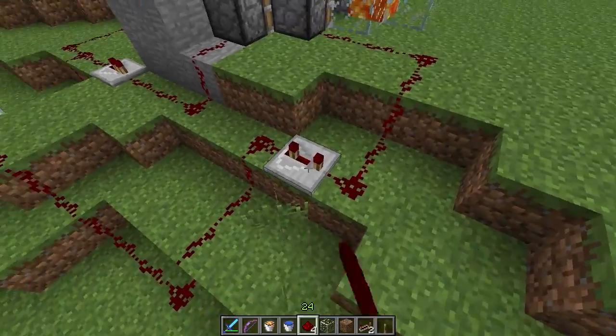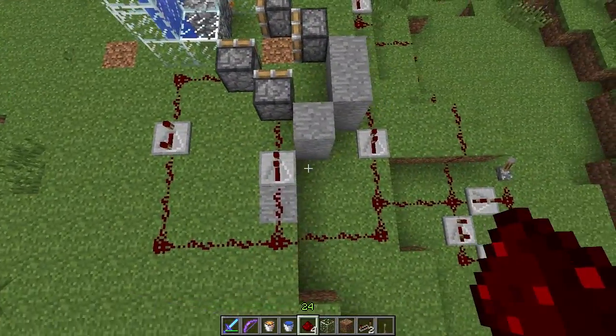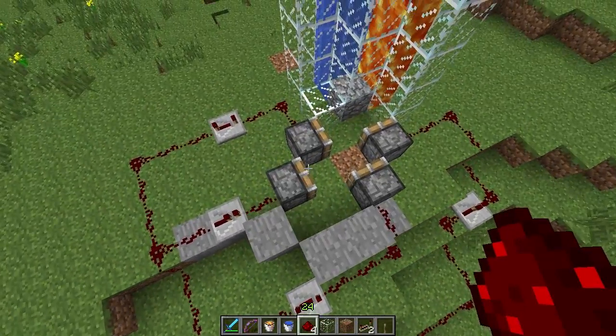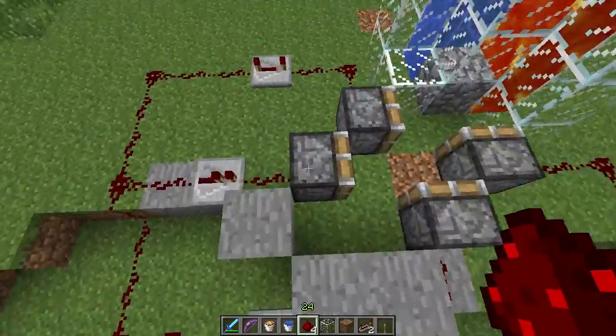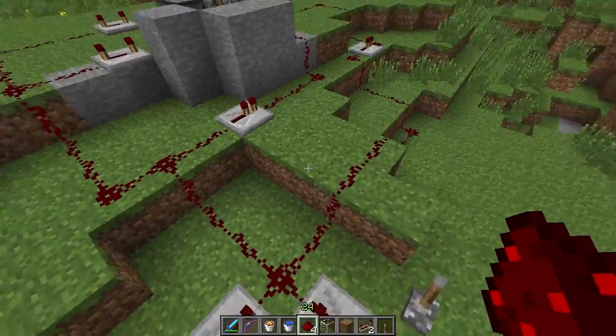Zero ticks. Signal to here should be that. No. Signal to there should be that. Signal to here should be that. If I'm right, this should work now.